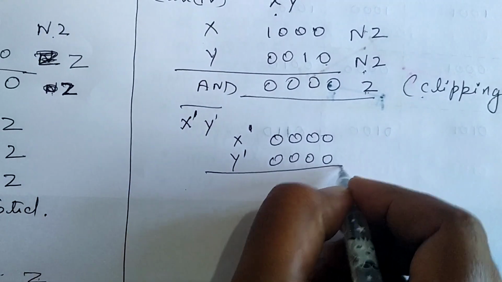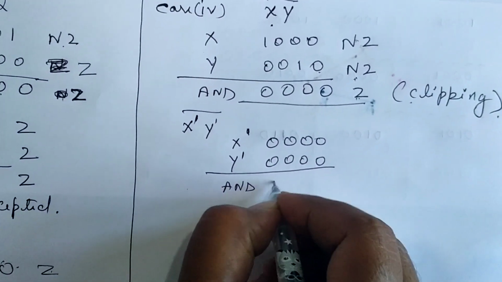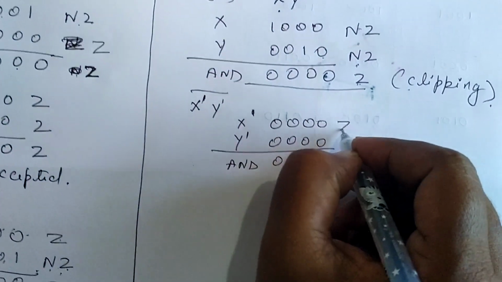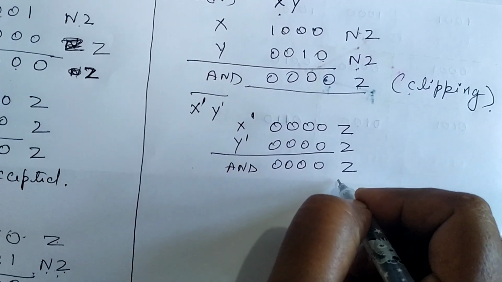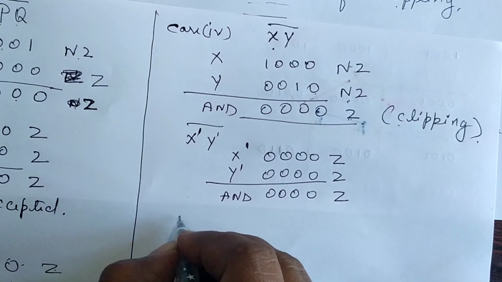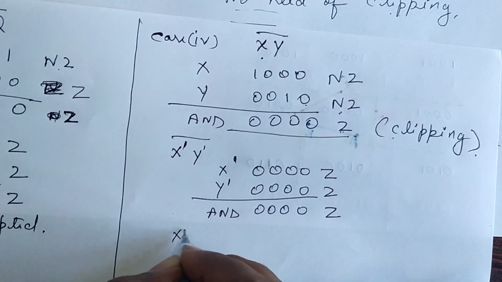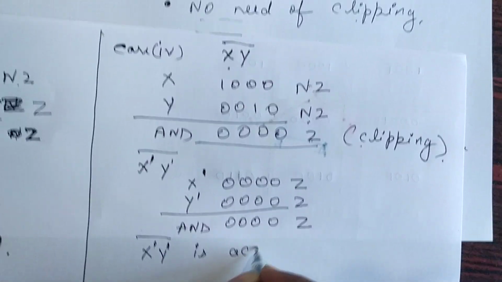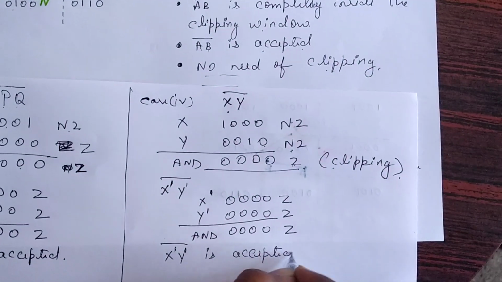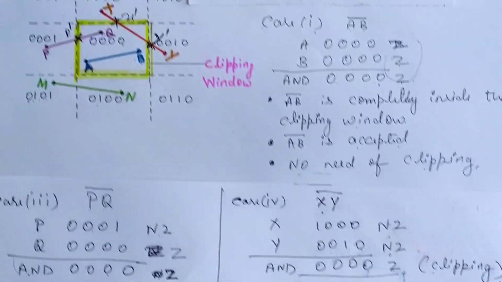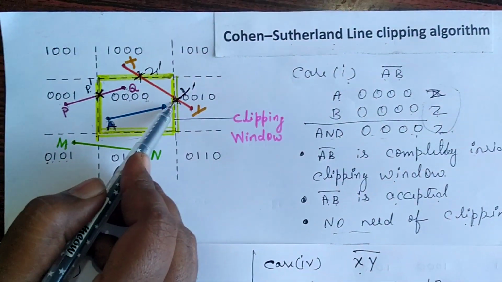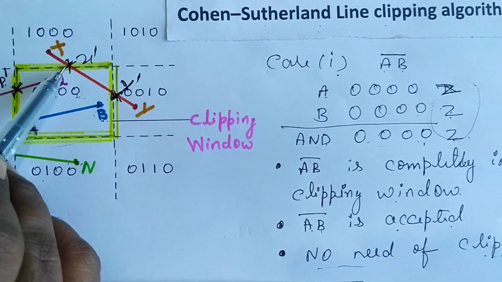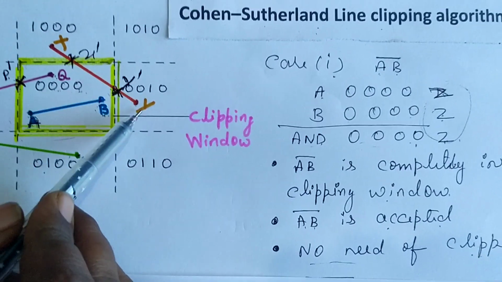You apply the AND operation here. So the AND operation result will be 0. So all three are 0. If all three are 0, in this case, as per the algorithm, the line segment X dash and Y dash is accepted because it is completely inside the clipping window. Now after this, we'll go for X and X dash. Next step, we'll go for Y dash and Y.